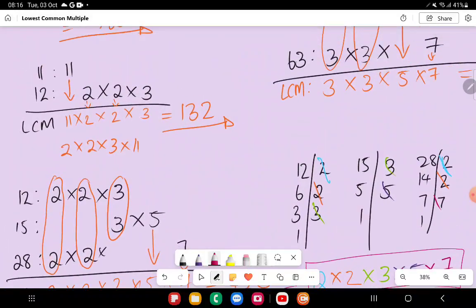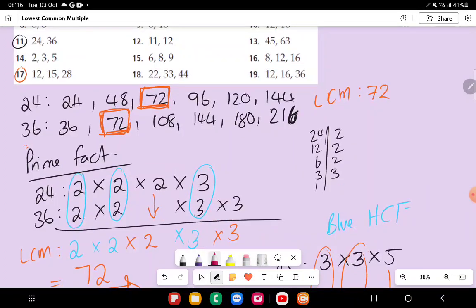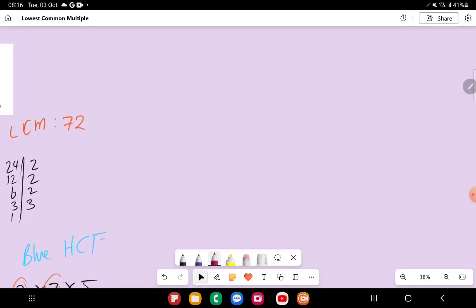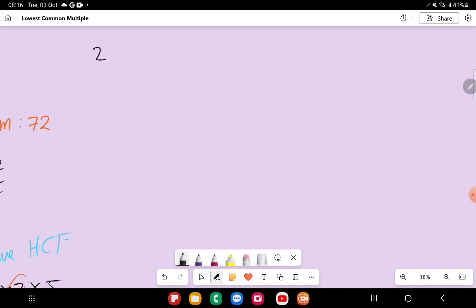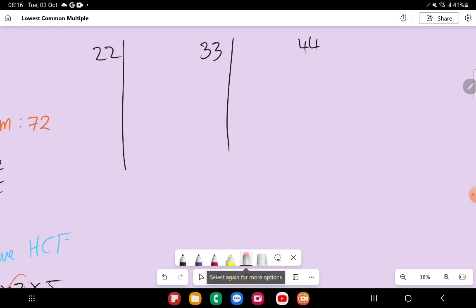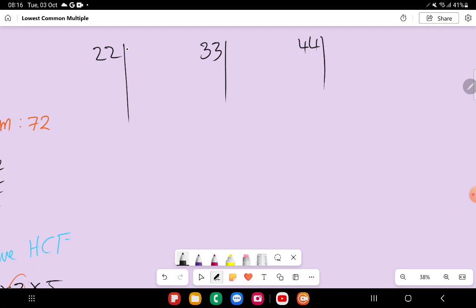Should we keep going? Let's see. 22, 33, and 44. Oh, my lines are way too long because this is going to be short. Okay, 22 is 2 times 11, 11 times 1. 33 is 3 times 11, 11 times 1. 44 is 2 times 22, 2 times 11, 11 times 1.